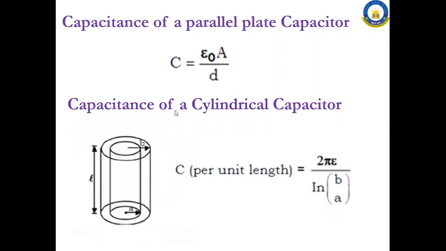Okay, so capacitance of a parallel plate capacitor. Hope you are able to see this. C equal to epsilon naught A by D. So this you have already seen.